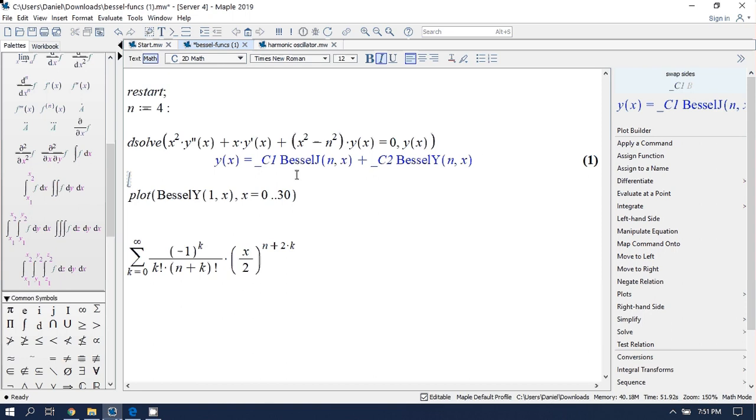So the first component of the solution is denoted by J, the other one by Y. Again, there shouldn't be any surprise that there are two independent solutions. That is true for any second order linear homogeneous ODE.